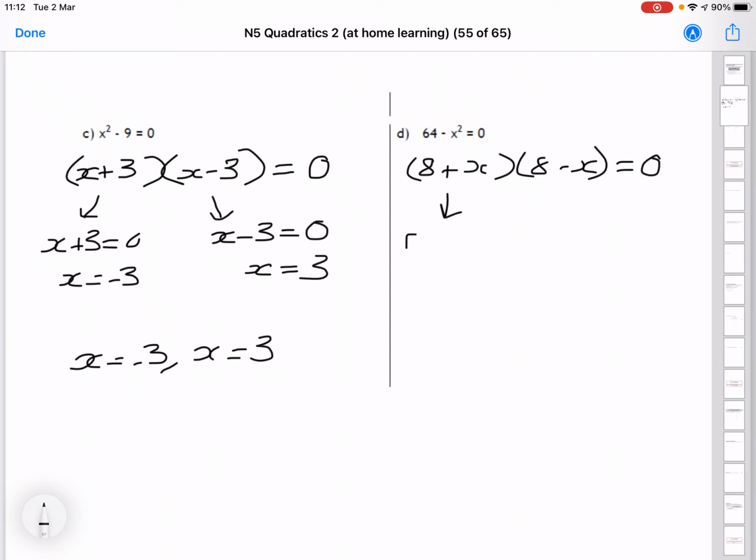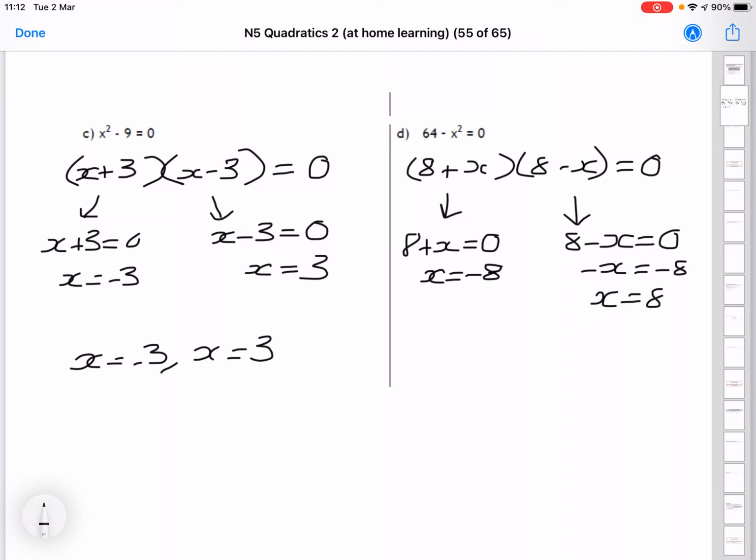So our first one, we have 8 plus x equals 0. Second solution, we have 8 minus x equals 0. So 8 plus x equals 0, we would get x equals minus 8 for that solution, because we'd take away 8 from both sides. On the other side, we would get minus x equals minus 8, because we would also take that 8 away from both sides, but then these would both turn to positive because it's a minus and a minus. So we'd get x equals 8. So our two solutions are minus 8 and 8.